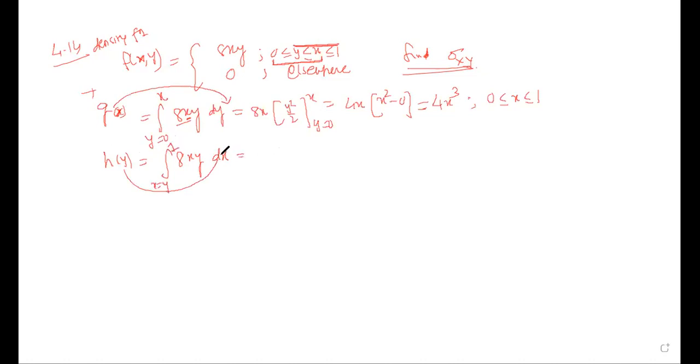And that is with respect to x, so 8 and y are constant. I can pull it out, and the integration of x is x square by 2. And here it is y to 1, and that is equal to 8y, so naturally here it is 4y. And I'm going to get 1 square is 1 minus y square, by the second fundamental theorem of calculus. So I can write that is equal to 4y times 1 minus y square.